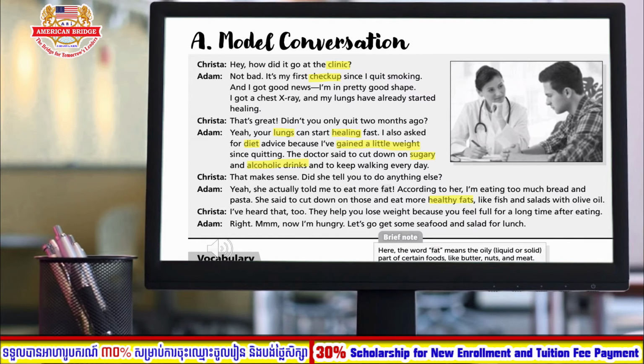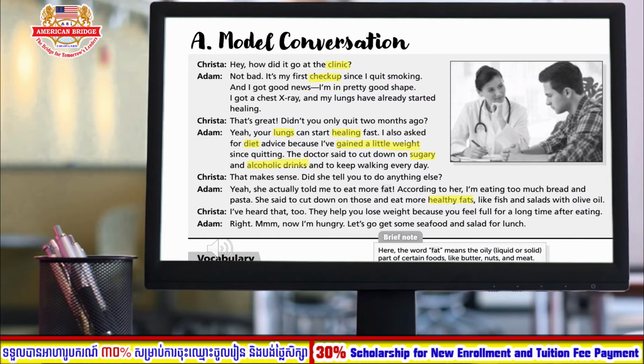Yeah, she actually told me to eat more fat. According to her, I'm eating too much bread and pasta. She said to cut down on those and eat more healthy fats, like fish and salads with olive oil. I've heard that too. They help you lose weight because you feel full for a long time after eating. Right. Now I'm hungry. Let's go get some seafood and salad for lunch.